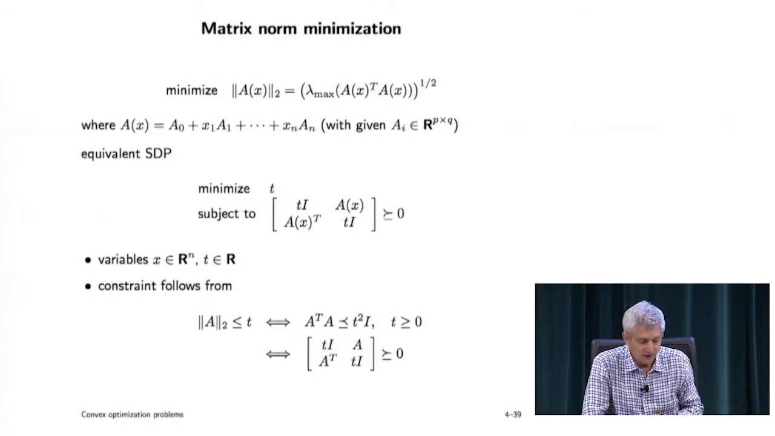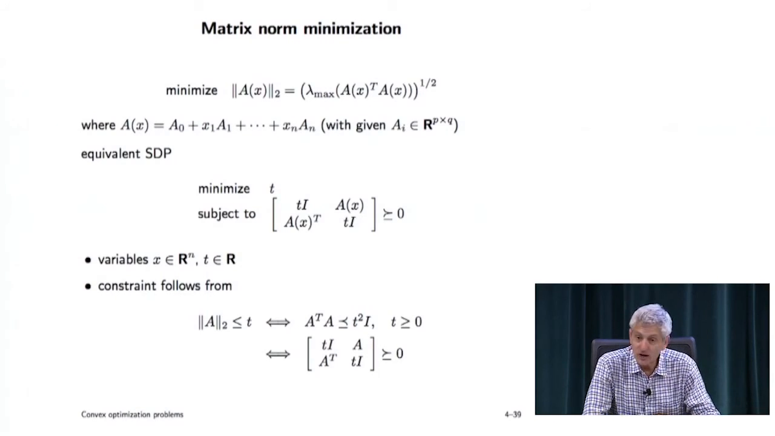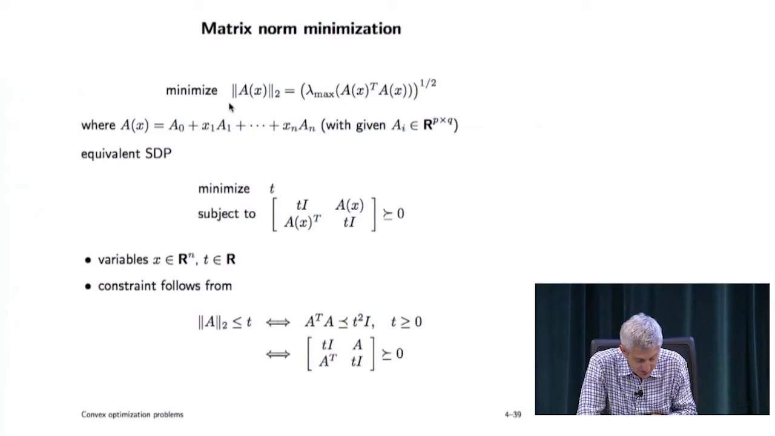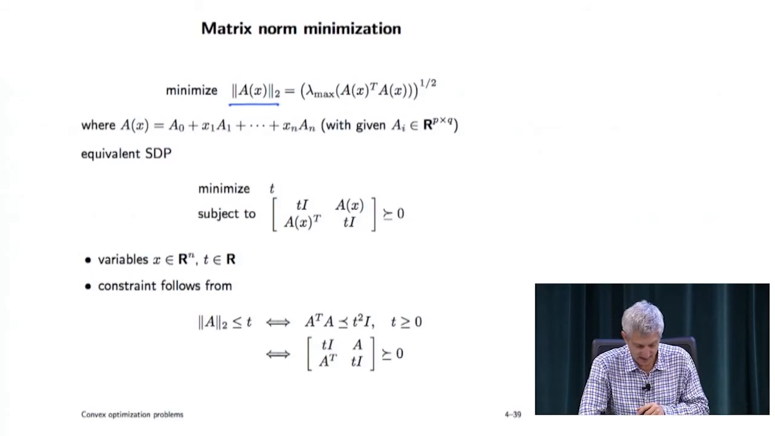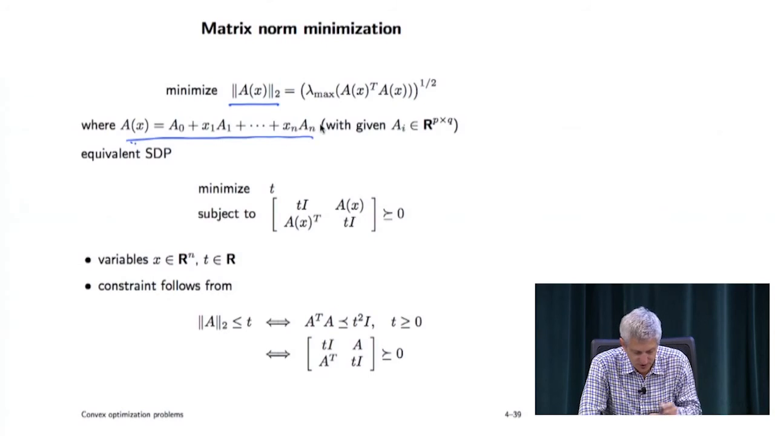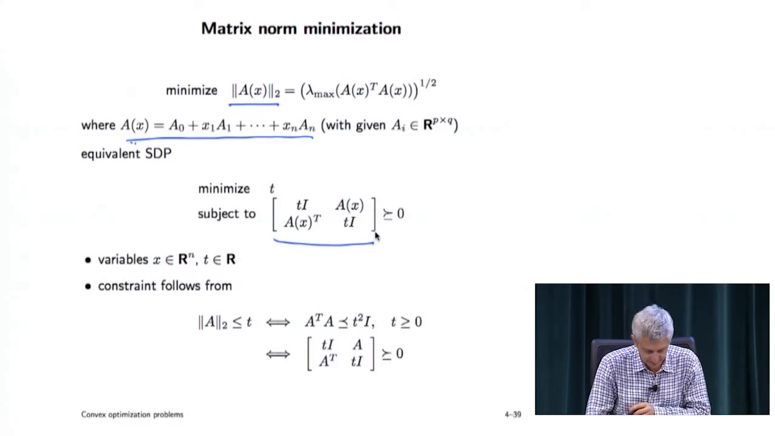Again, the trick is through Schur complements, right? So the idea is you minimize the 2-norm of a matrix A, that's maybe not even square. Well, this is the maximum eigenvalue of A transpose A, and then the square root. Okay? And here A is a matrix that's affine in the variable x. And that's equivalent to an SDP. Let's see how. You rewrite it as minimize t subject to this matrix here being positive semidefinite. And again, the trick is Schur complements.